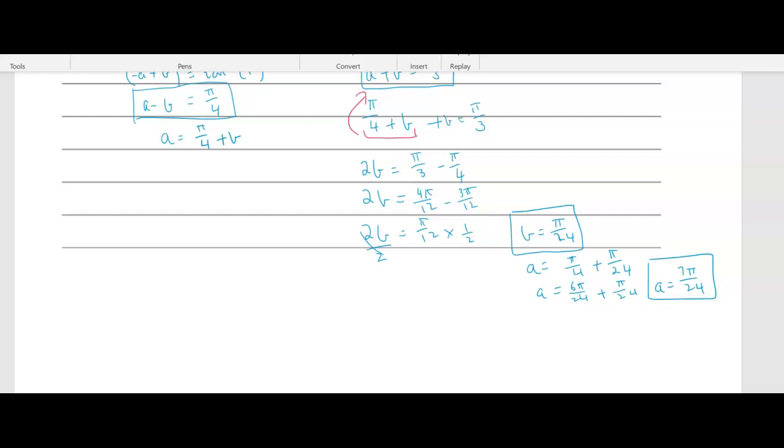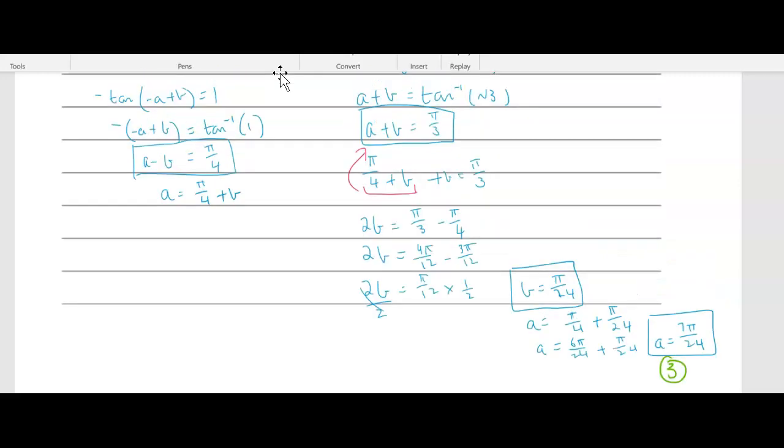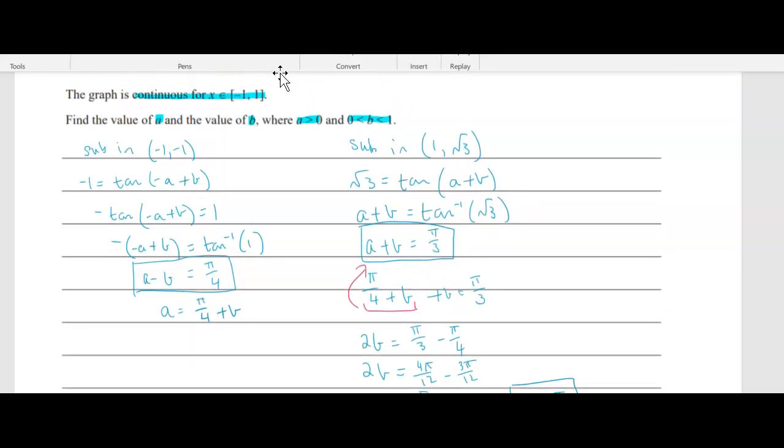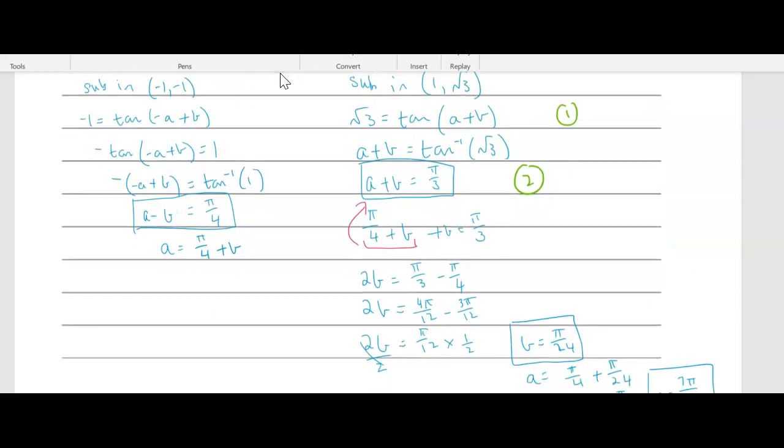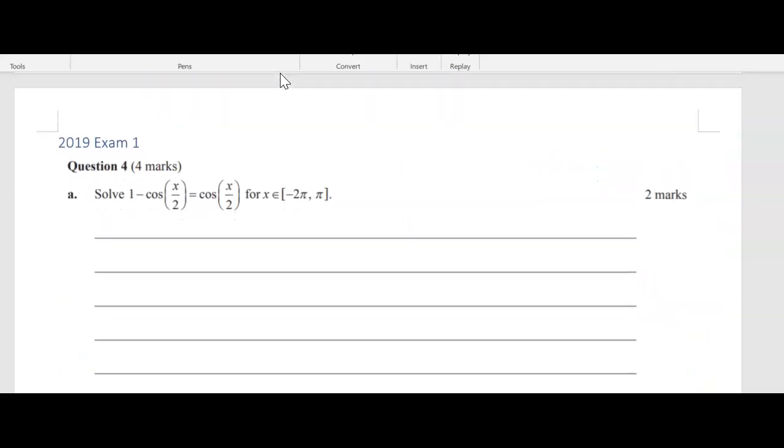All right, so if you want to know the breakdown of the marks, and I'm just assuming here because I didn't mark this exam, you'd get obviously 3 marks for your final answer. You would get 1 mark for doing your substitution, which is great. So 1 here, and then getting 2 marks for getting your a plus b equals pi on 3 and a minus b equals pi on 4. All right, let's move on to the next question.